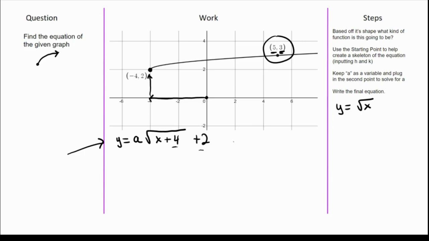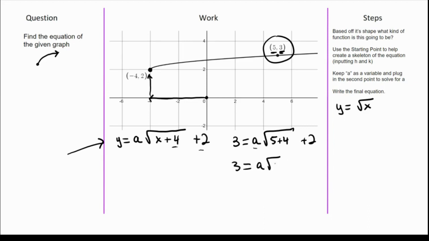I know 3 is my y value, so I'm going to rewrite this as 3 equals a, I still don't know what a is, times the square root of my x value here, 5, plus 4, and plus 2. And again, I'm keeping this plus 4 and plus 2 because I know that's part of my equation based off of h and k. So now I have only a single variable, a, and I can solve for that.